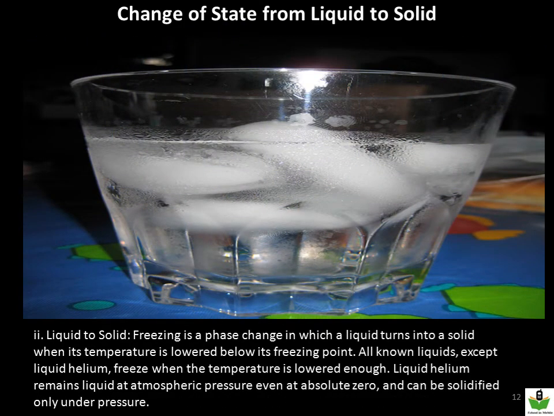Now we will see state change from liquid to solid. Freezing is a phase change in which a liquid turns into a solid, when its temperature is lowered below its freezing point. All known liquids, except liquid helium, freeze when the temperature is lowered enough. Liquid helium remains liquid at atmospheric pressure even at absolute zero, and can be solidified only under pressure.